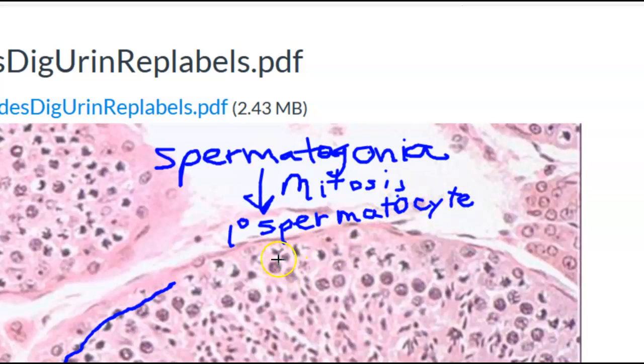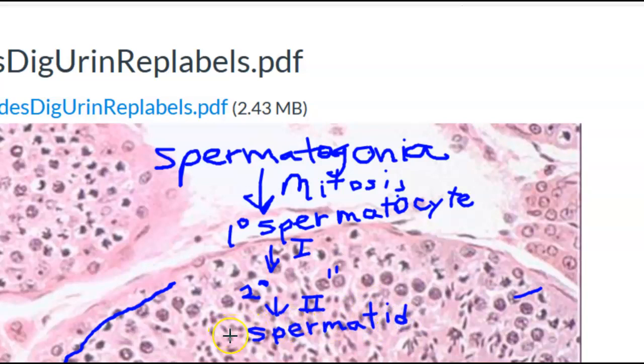And so as these produce primary spermatocytes, which this would probably be one right here, the spermatocyte then undergoes meiosis, and the first division then produces a secondary spermatocyte, and then that keeps maturing into another division, a second division in meiosis, if you remember your meiosis, and then that produces a spermatid. That's where we're headed here.